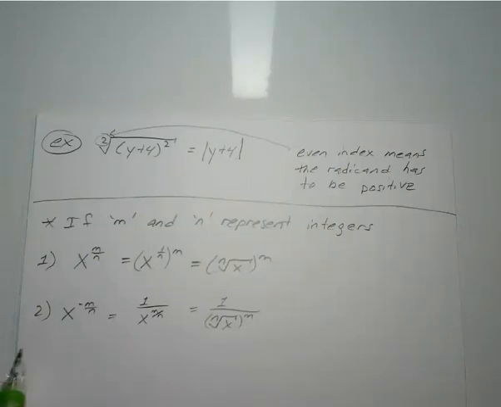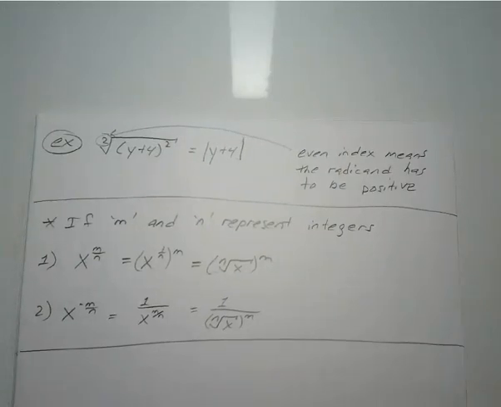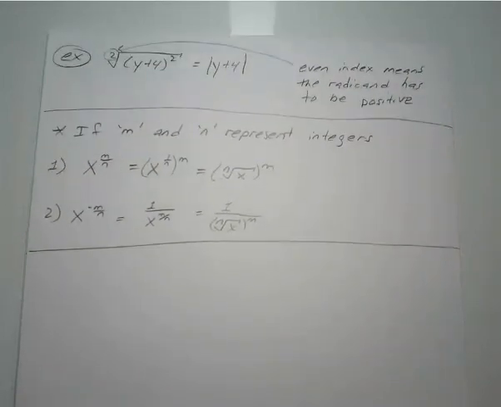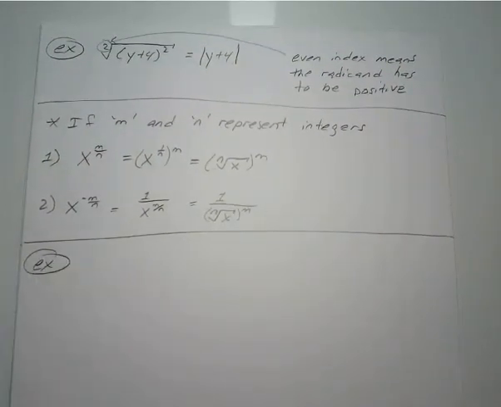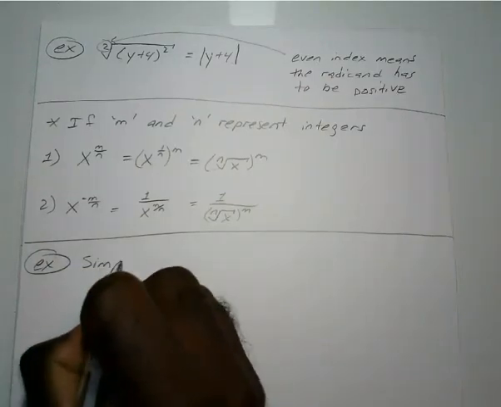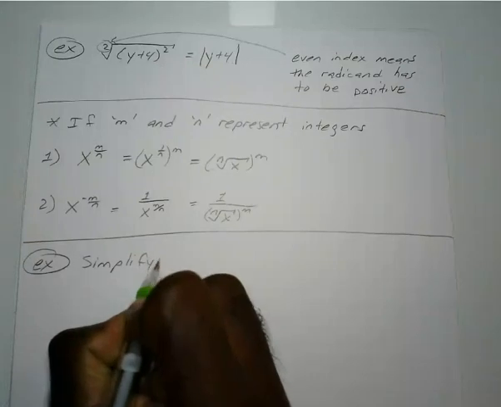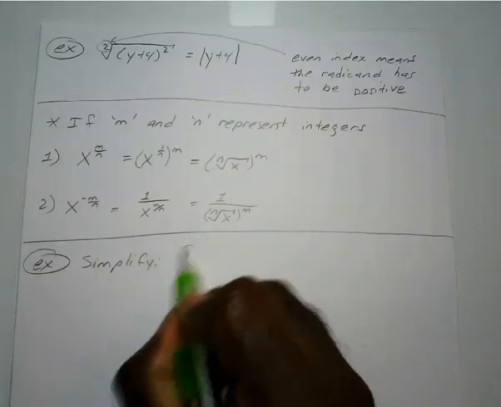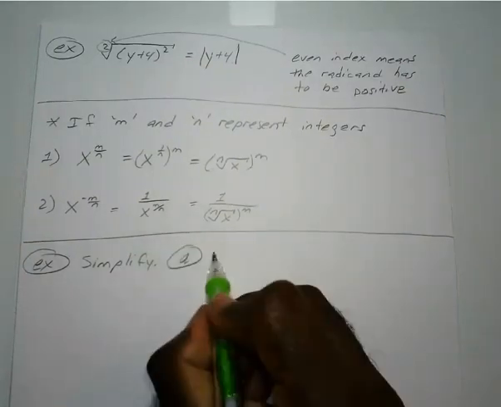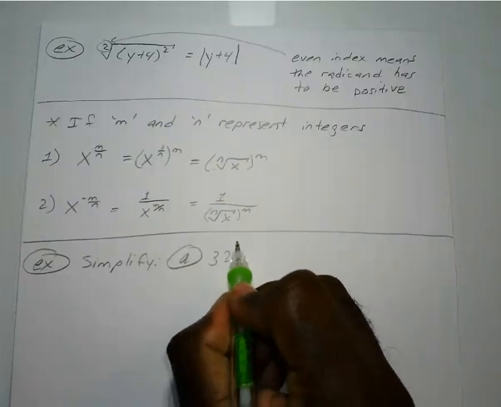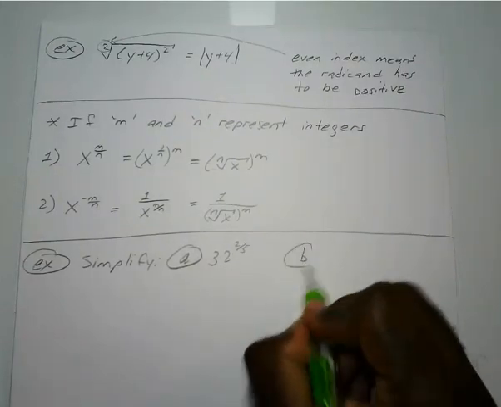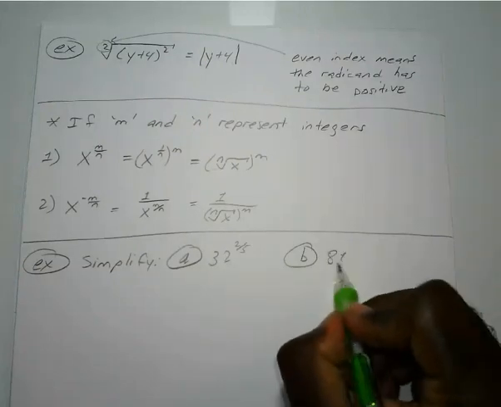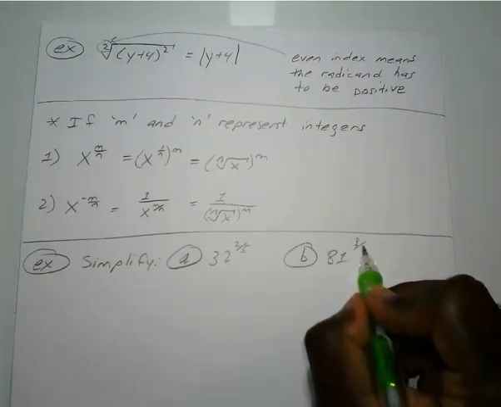Alright, so let's say, for example, we wanted to simplify. For problem A, we have 32 to the 2/5 power. And for problem B, you have 81 to the 3/4 power.